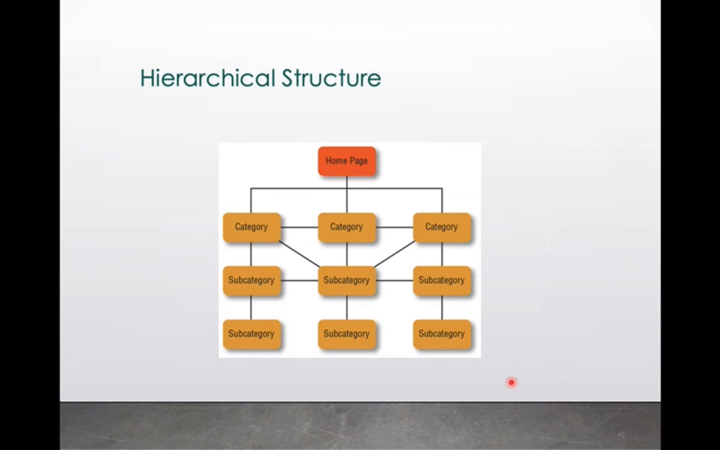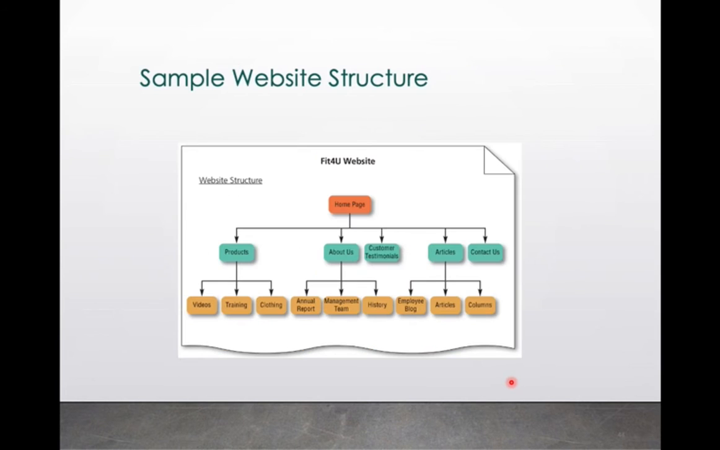And so this is a typical hierarchical structure. Homepage, different categories, and then subcategories, and then cross-linking between. Here's the Fit for You website structure. So homepage, vague, call to action, establishing who, what, where, and when. And then we have the products, about us, customer testimonials, articles, and contact us. And then you can see more detailed information as we go down.